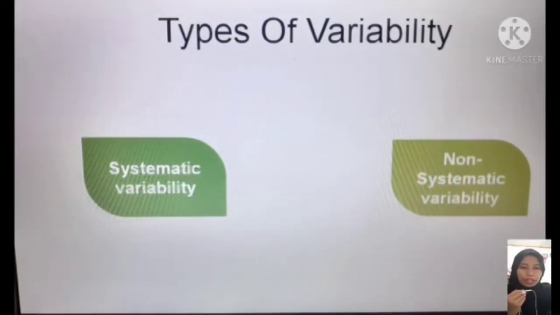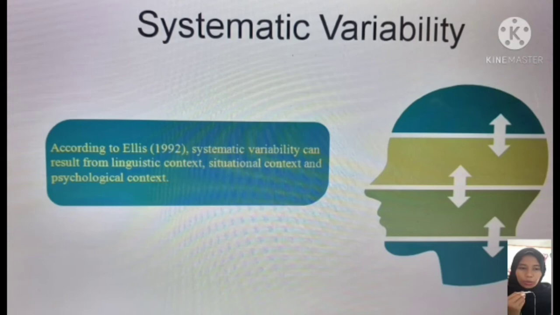Okay, this is my turn. I'm going to explain about types of variability. Types of variability are divided into systematic variability and non-systematic variability. Systematic variability. According to Ellis 1992, systematic variability can result from linguistic context, situational context, and psychological context.